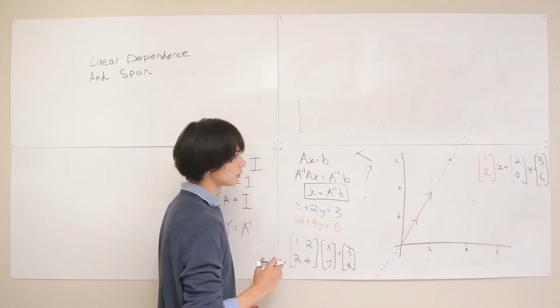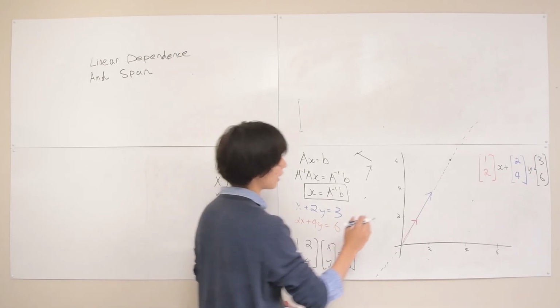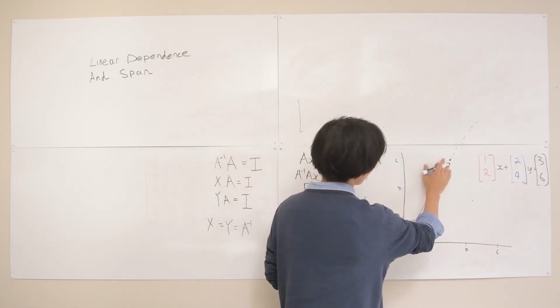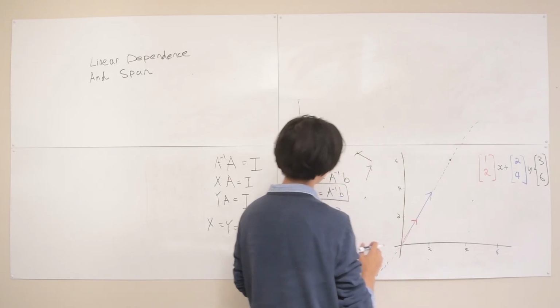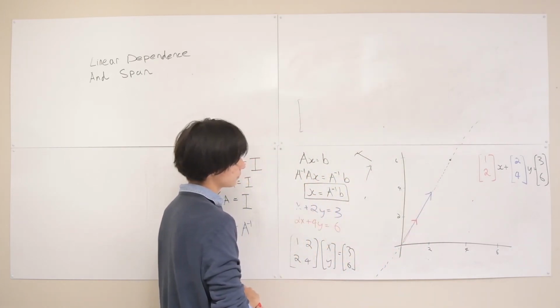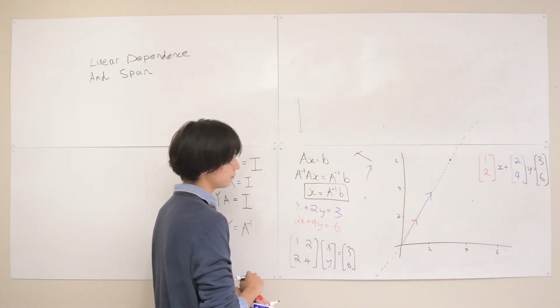So that means we have an uninvertible matrix A. Hopefully that sort of makes sense.